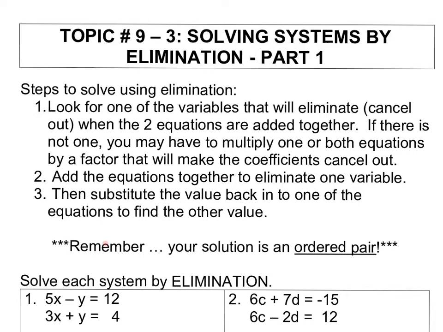So there are some rules or some steps that we would take to solve using elimination. We want to look for one of the variables that will eliminate or cancel out when the 2 equations are added together. If there's not one, we may have to multiply one or both equations by a factor that will make the coefficients cancel out. Then we want to add the equations together to eliminate one variable. It really doesn't matter which variable you eliminate first. Then we substitute the value back into one of the equations to find the other value. And again, remember that our solution should be an ordered pair.